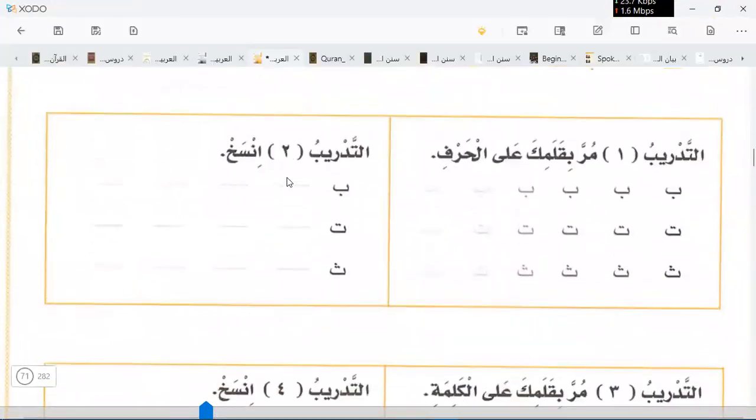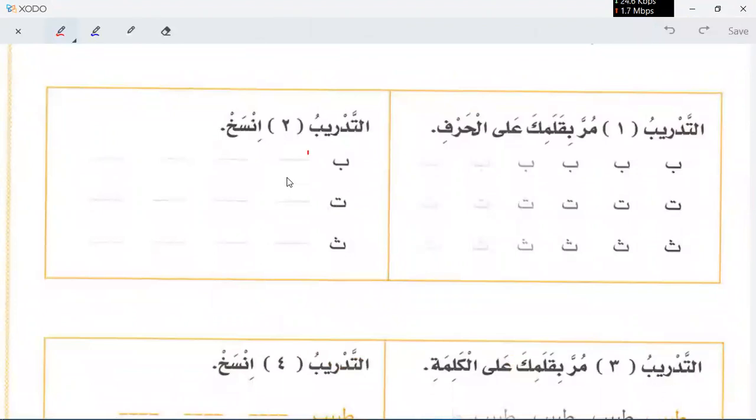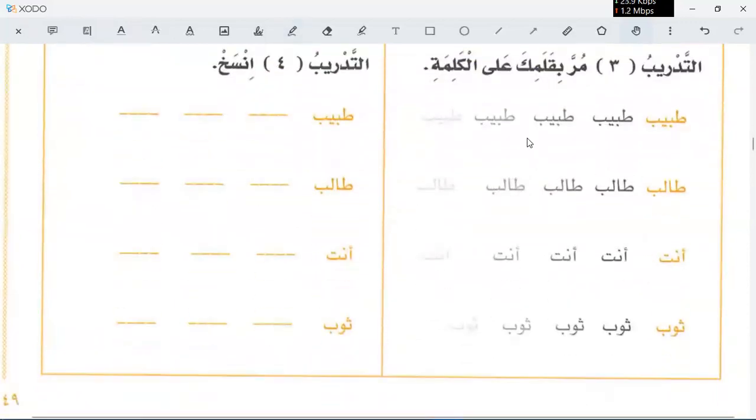You all already know how to do this. In this, you will just move your pen. You will pass your pen on these letters. Then you will write these letters here as well. So at the time of writing, remember, ba, ta, tha, all these will touch the line, but they must not go below the line. Here you see, this is slightly below the line. This means there is a mistake here. So write it in such a way that it touches the line, but it should not go below the line, okay? In this way, you practice it. Then again, you pass your pen on these letters.